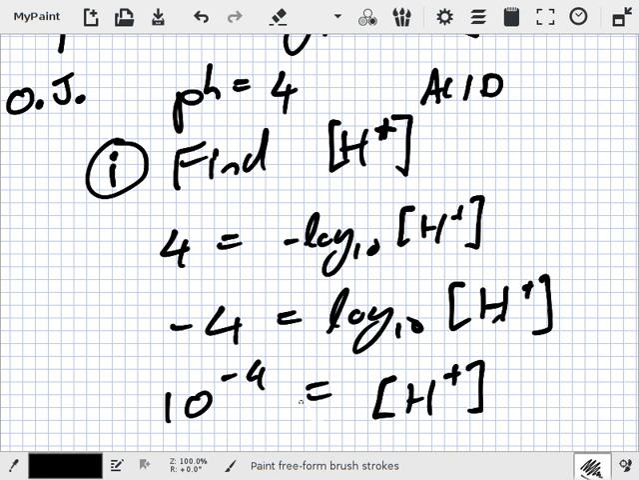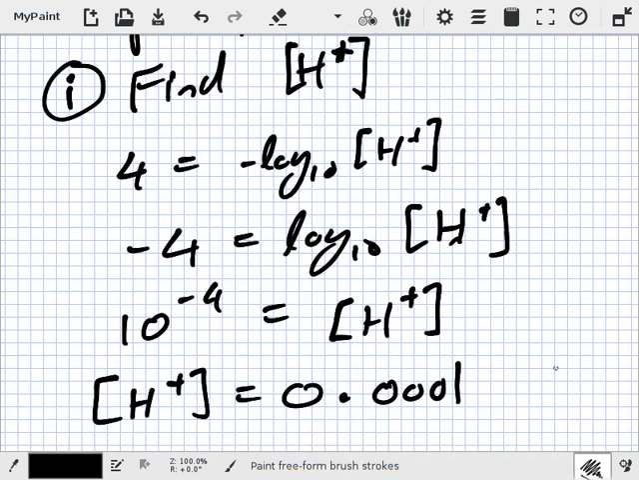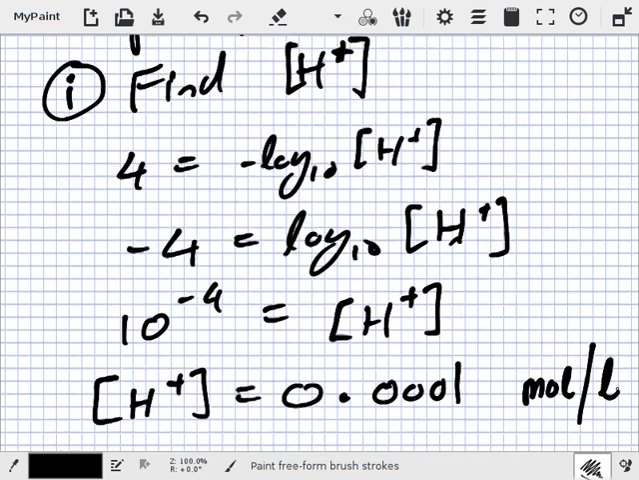So the concentration for orange juice is 0.0001, and the unit? Moles per litre, also called molars. So I'll just write it as moles per litre like that. That's the concentration of H plus in orange juice. Okay, part 2 now.